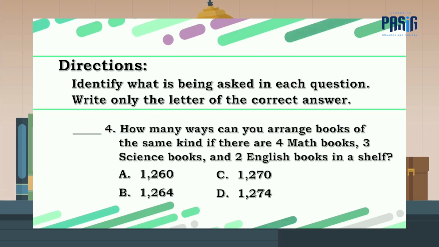And number 4. How many ways can you arrange books of the same kind if there are 4 math books, 3 science books, and 2 English books in a shelf? The correct answer is letter A.